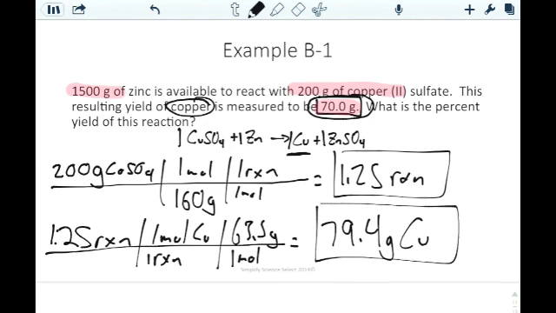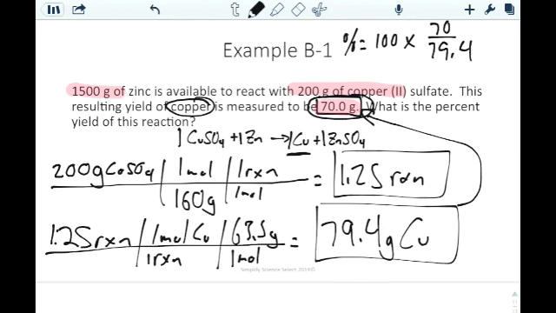Now, this is a place where you can put a note. Your theoretical yield should always be more than your actual yield. If it's not, then you did something really wrong. So all we have to do to finish out the problem, our percent yield equals 100 times our actual, which is 70, all divided by our theoretical, which is 79.4. So divide first and then multiply by 100, and we should get right around 88.2% yield of copper.